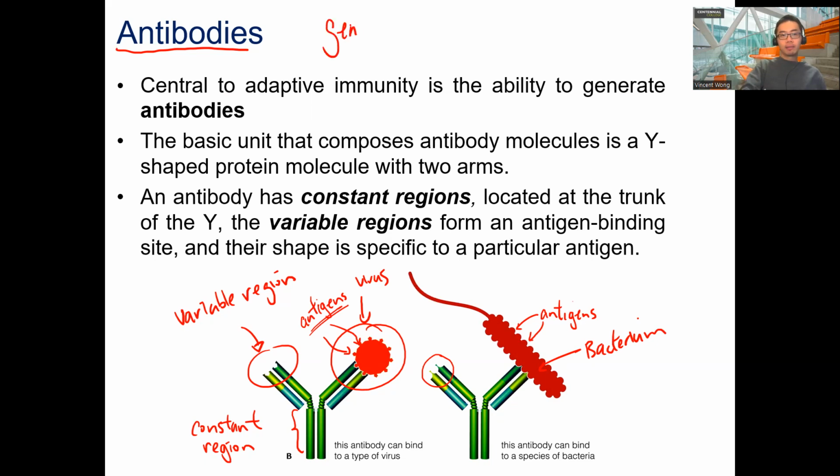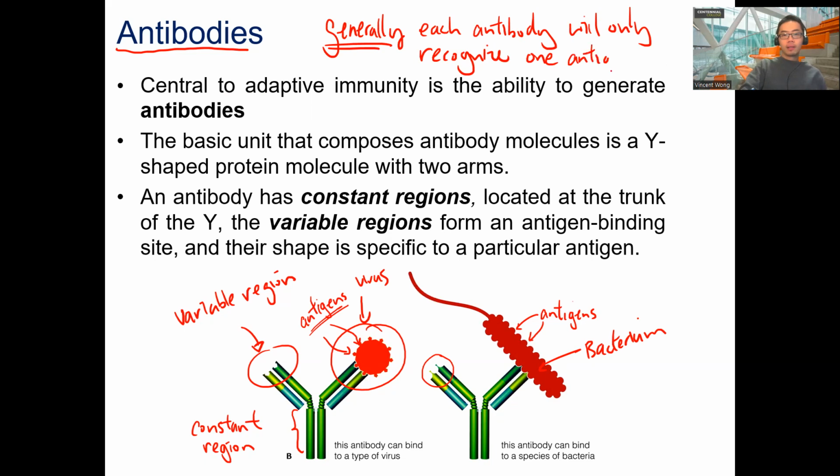So generally, and generally is the key word here, each antibody will only recognize one antigen. The one that recognizes the pentagon will not recognize the semicircle, and vice versa. But there are exceptions that we will talk about in just a bit.